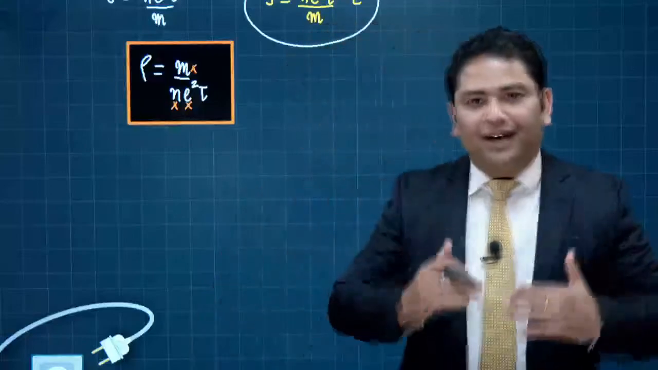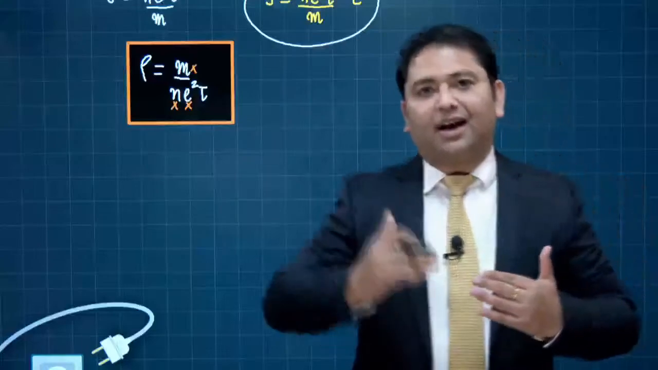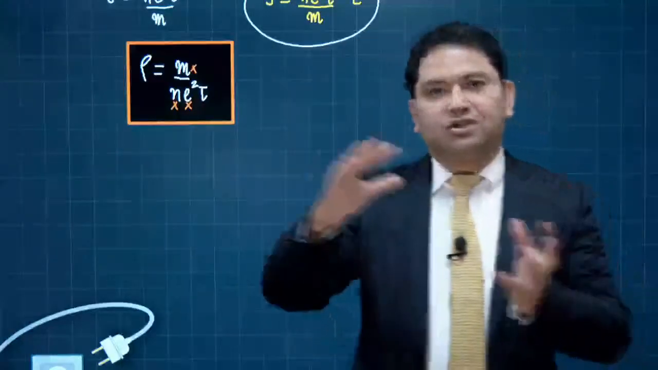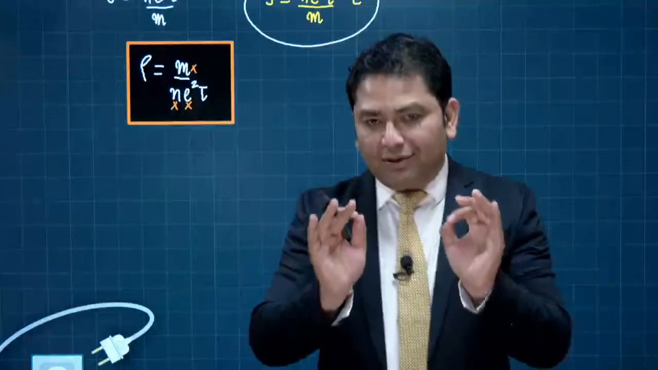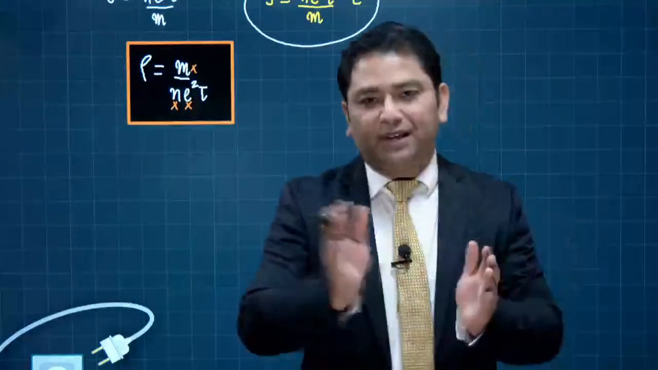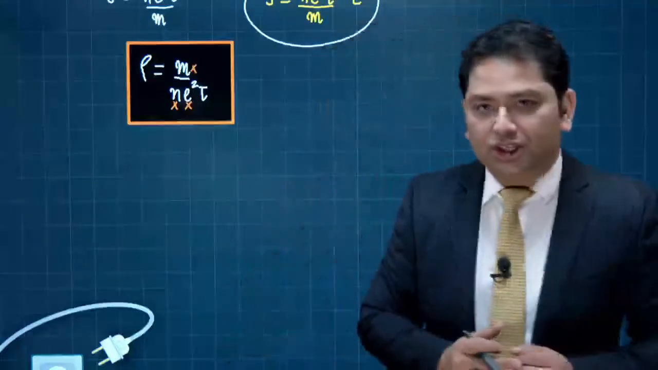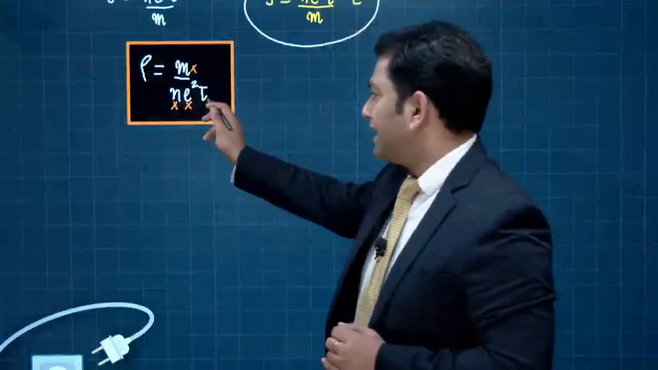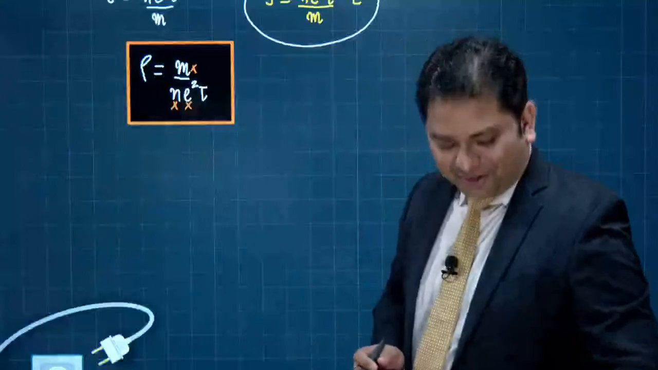Now, if I increase the temperature, the agitation would be higher. The electron will start moving with a higher speed. I'm not talking about the drift speed, which is a random speed. So because I know with increase in temperature, the relaxation time decreases. Wow moment, that's great.